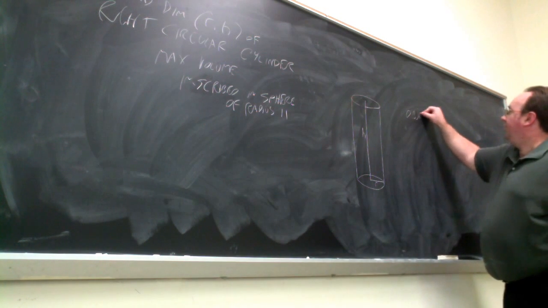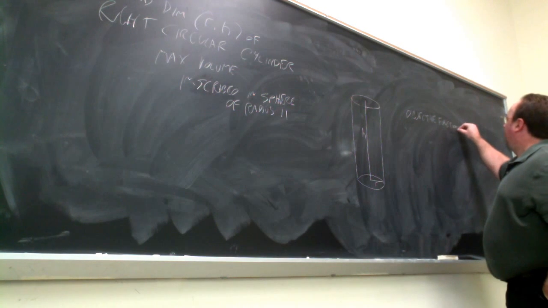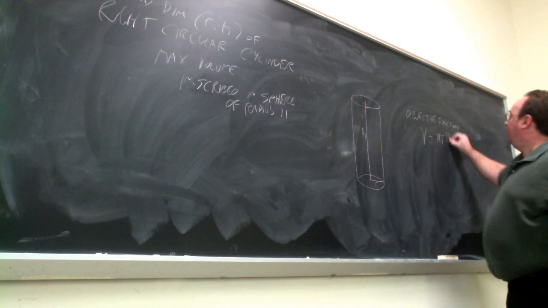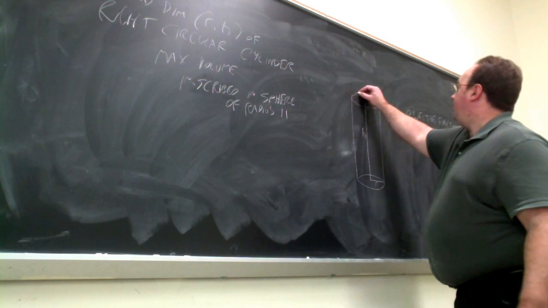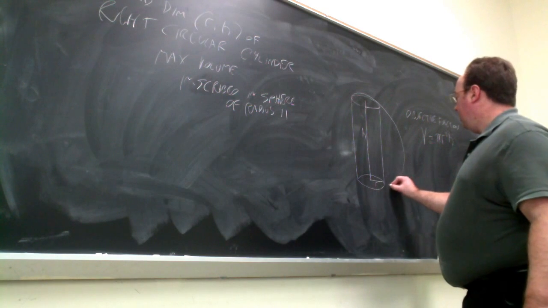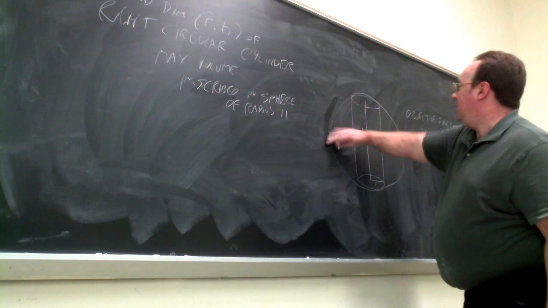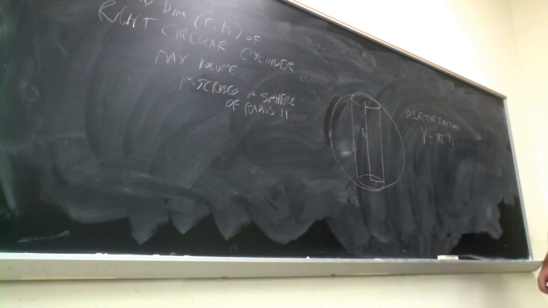Then the objective function is: maximize the volume, which is pi r squared h. But then we need to describe the constraint. That's going to be inscribed in a sphere, however badly drawn that sphere may be, that has a radius of 11.